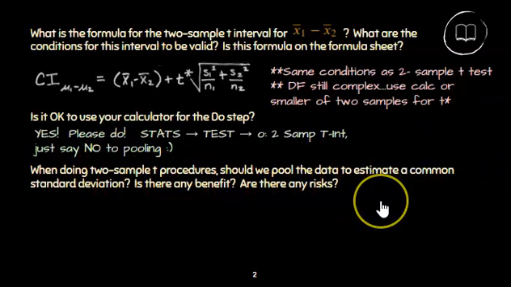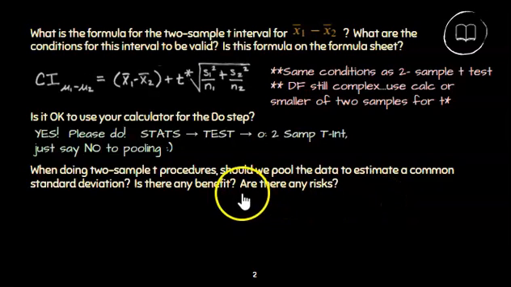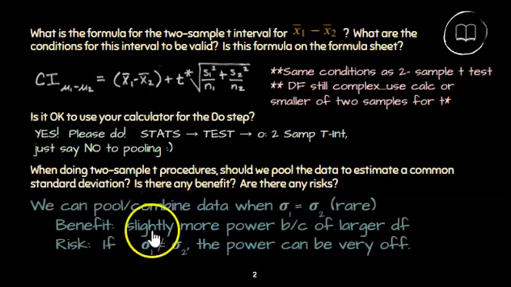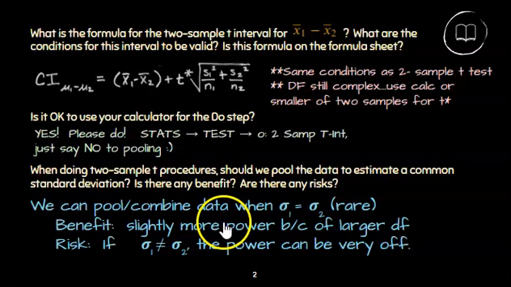So when doing two-sample t procedures, should we pool the data to estimate a common standard deviation? Is there any benefit? Are there any risks? Well, you can pool the data if the two standard deviations are exactly equal, but that's really rare. The benefit of doing that is there's slightly more power because of a larger degree of freedom. But the risk is, if they're not equal, then the power can be very off. It can be very low and not the results that you want. So that's why we tend to say no to pooling on this, so don't worry about it.